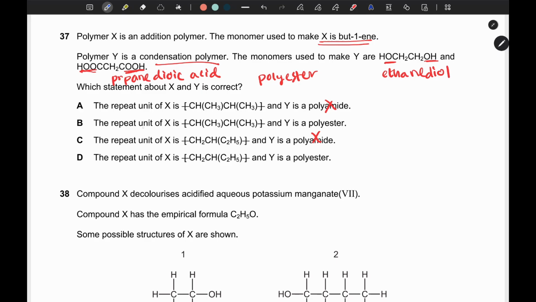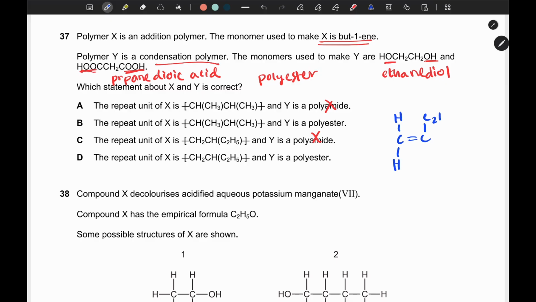Now, how do we determine the repeat unit? We simply draw a but-1-ene molecule. So if we draw a but-1-ene molecule, it would look something like this. And generally for drawing addition polymers, it's suggested we draw it in the form of an ethene molecule. So that is what we're trying to follow over here.